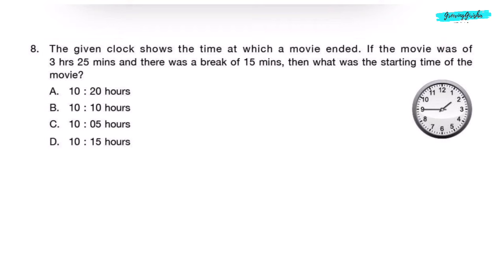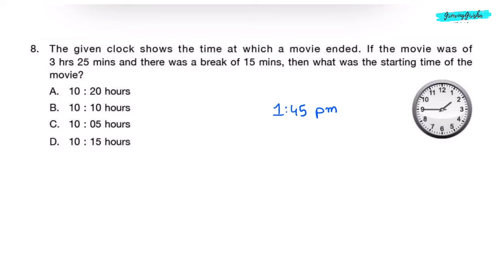Question 8. The given clock shows the time at which a movie ended. If the movie was of 3 hours 25 minutes and there was a break of 15 minutes, then what was the starting time of the movie? Ending time of movie was 1:45 p.m.